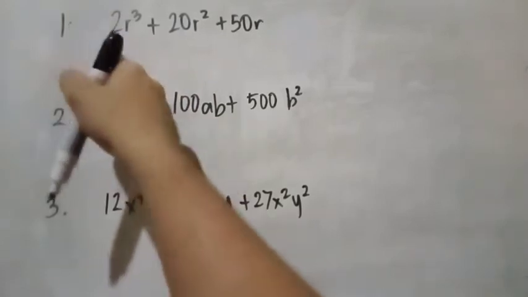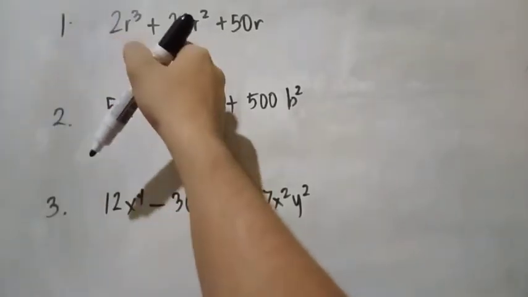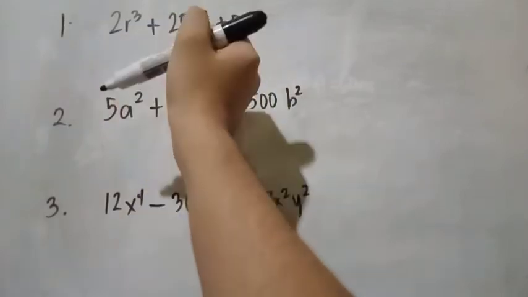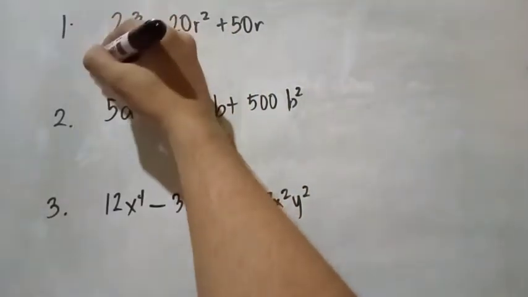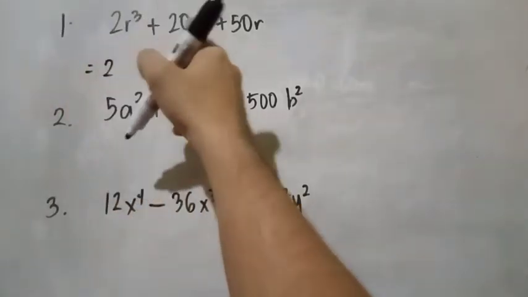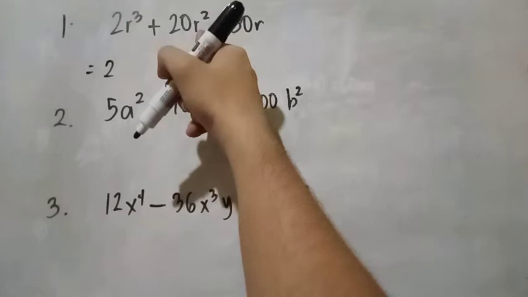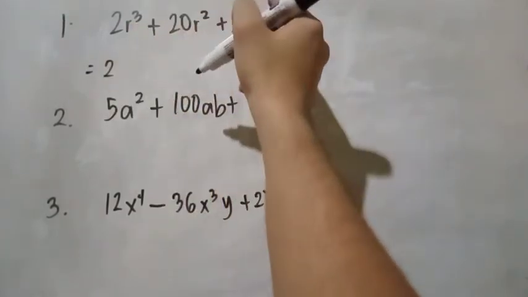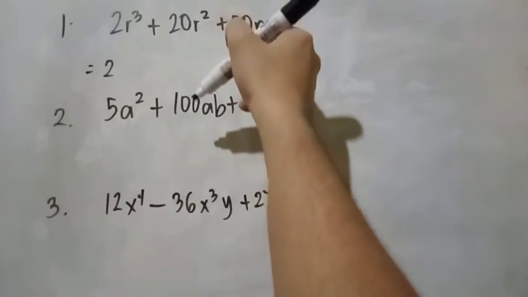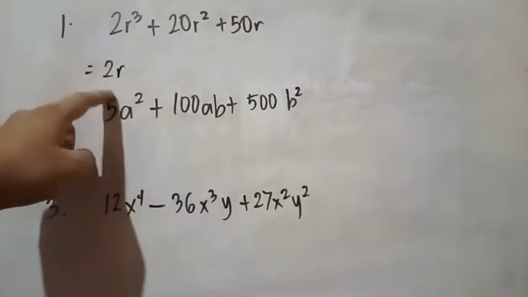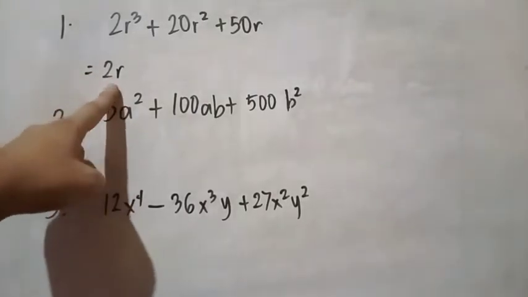So, ano bang common factor nila? So, we have 2, 20, and 50. So, yung common factor nila is 2. Yan, equals 2 muna. And then, pagdating naman sa variables, we have r cubed, r squared, at saka r. So, yung common factor nila is r, since ito yung smallest. Okay, so therefore, yung GCF nila is 2r.